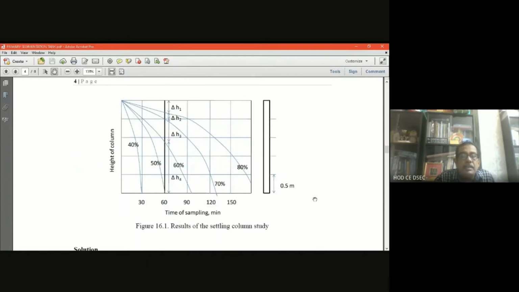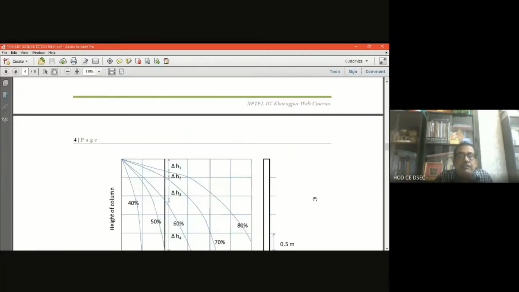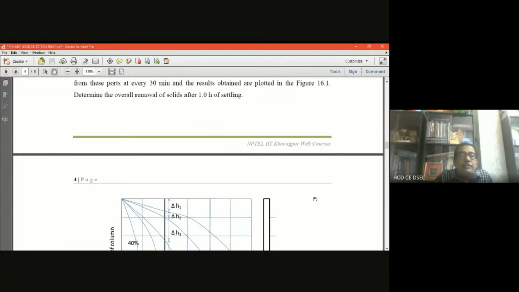Fine. This is the curve. We have obtained these results from the laboratory tests. These curve results have been given. Now I have to find out the overall removal of solids after 1 hour of settling.